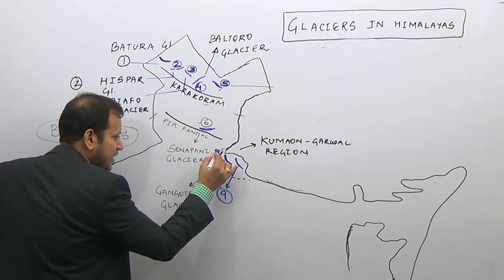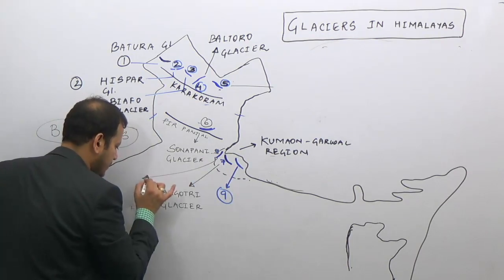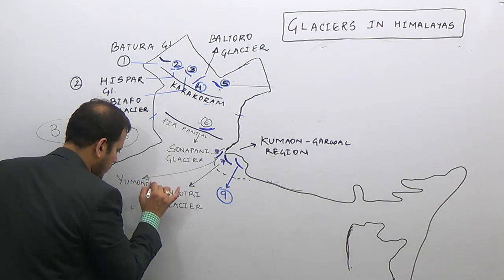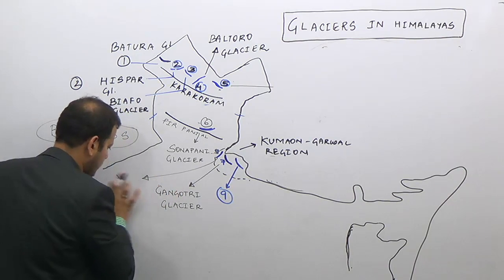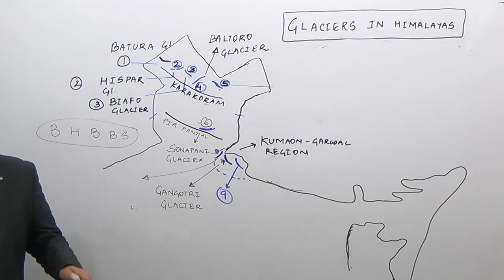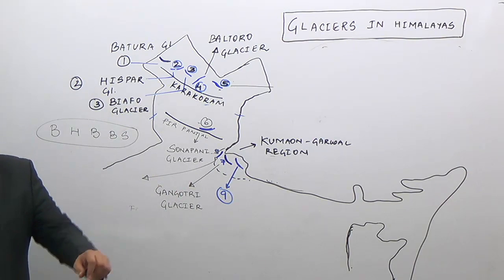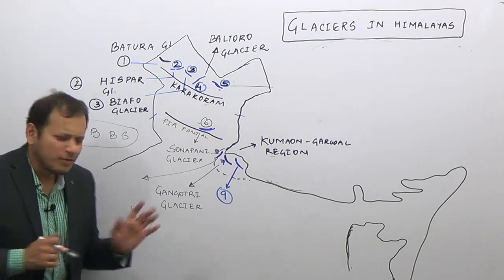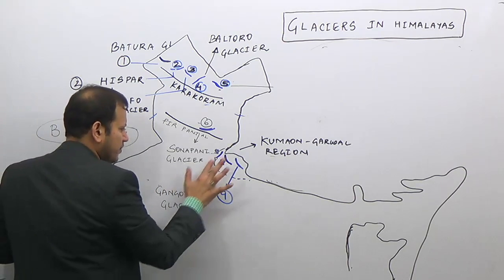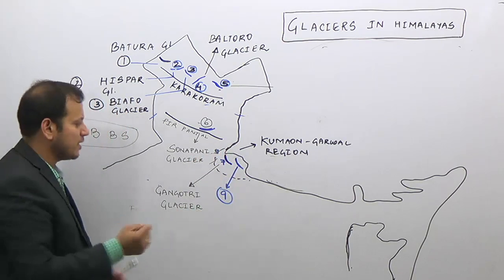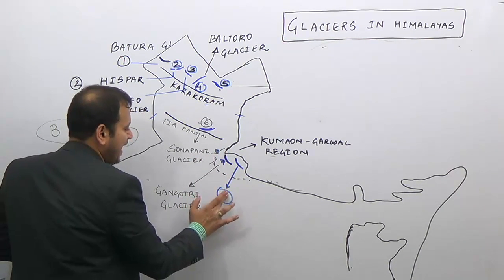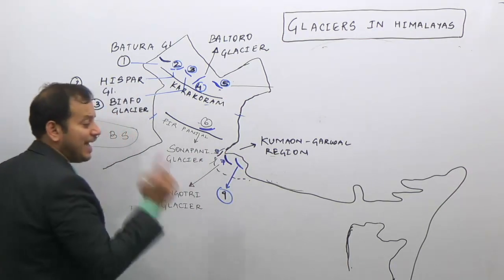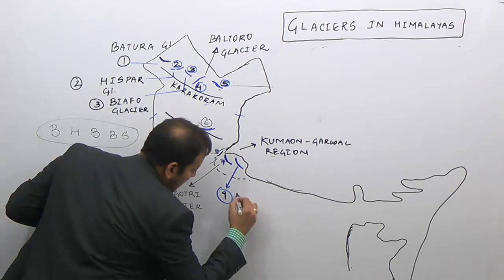The 8th glacier here is Yamunotri Glacier. But again, don't worry about Yamunotri Glacier, because it is not that important. Obviously, it is in the state of Uttarakhand, and I will take this as the Yamunotri Glacier region. And the 9th glacier is the Milam Glacier.